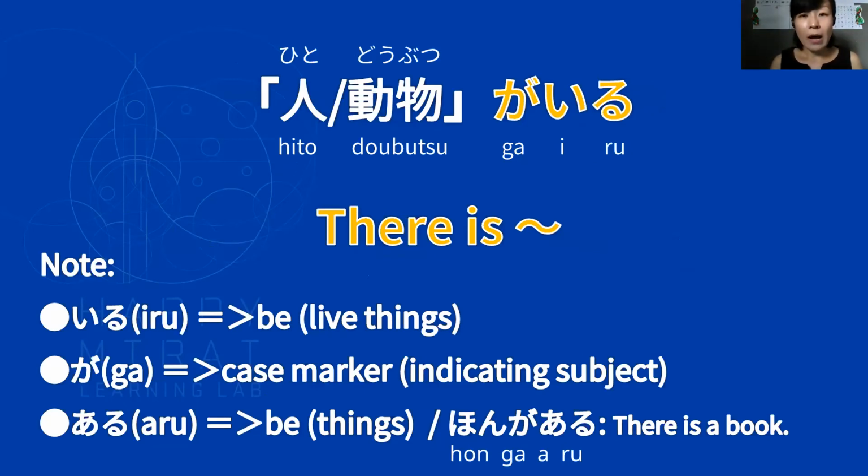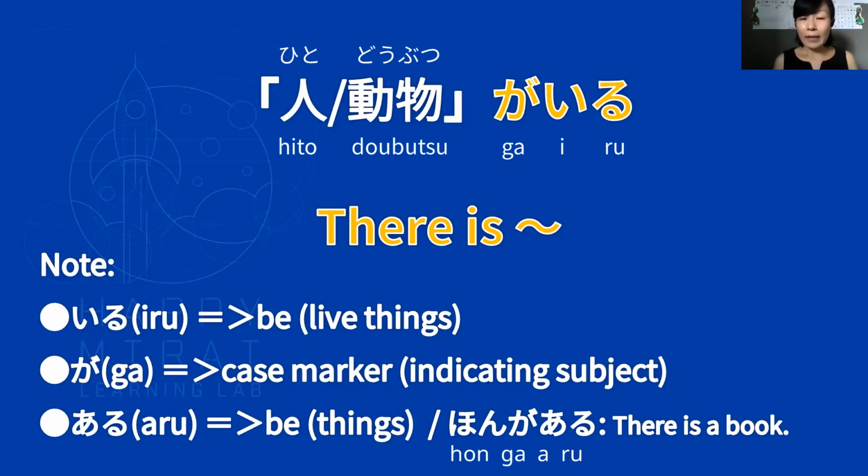So, as I mentioned just now, this is a very useful sentence structure, or sentence pattern, for beginner Japanese, okay? 人がいる, 動物がいる. Remember, just now I mentioned, いる is a verb, mainly for live things, animals or human beings. So iru, then the polite style, imasu, to say there is something. Then ga over here is the case marker. It indicates the subject, okay?